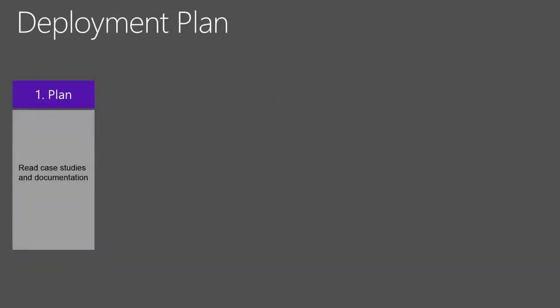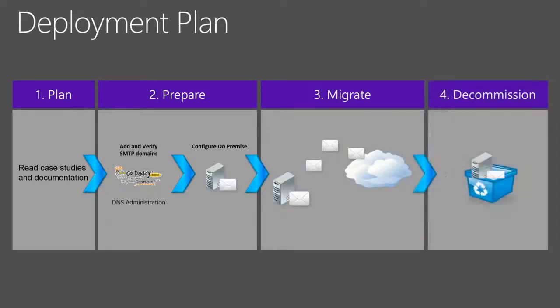So let's get started. Any migration that you do starts with a deployment plan. And the deployment plan, in my mind, consists of 4 phases: plan, prepare, migrate, and decommission. In the plan phase, read docs, read case studies, get yourself prepared. In the prepare phase, you prepare the on-premise environment and the cloud environment. The preparation steps depend really on the migration choice, and for the migration solution, we have a bunch of them. Once you migrate, then you can decommission.